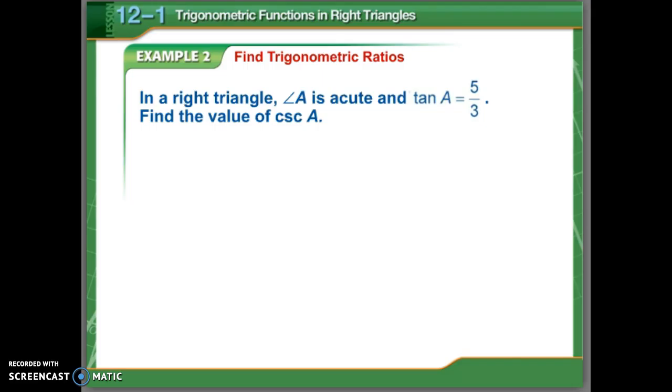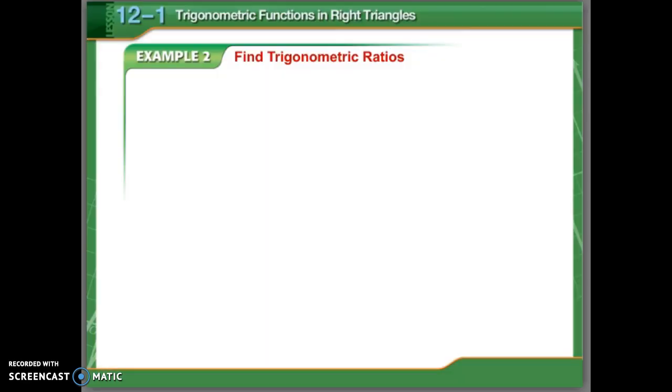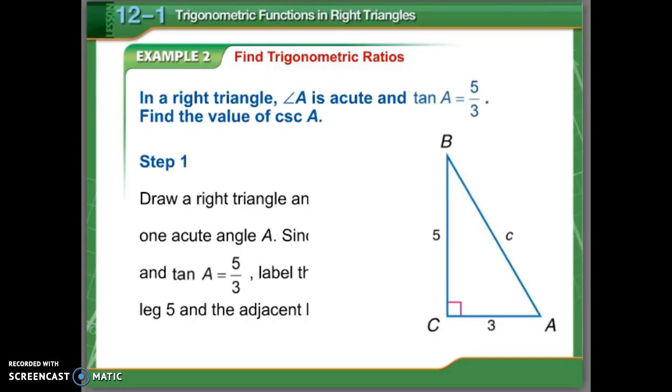Okay, for example 2, we're finding trig ratios. It says in a right triangle, angle A is acute, and the tangent of A is 5 over 3. We need to find the value of cosecant A. So the first thing we're going to need to do is draw a triangle and label one of these smaller angles because it's acute. Label an angle that's less than 90 degrees as angle A. And you can label the other 2 angles as whatever letters. You can use B and C if you want to make it simple, A, B, C, or you can use other letters if you like.